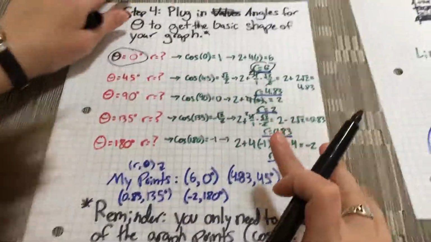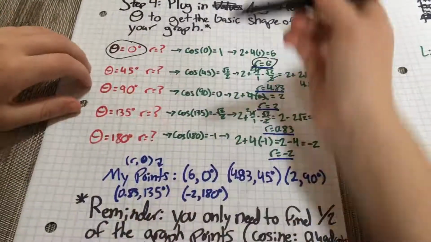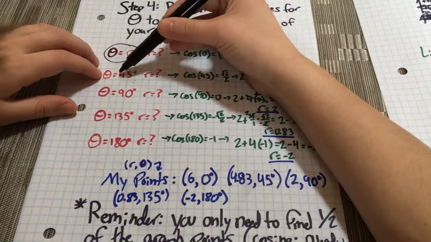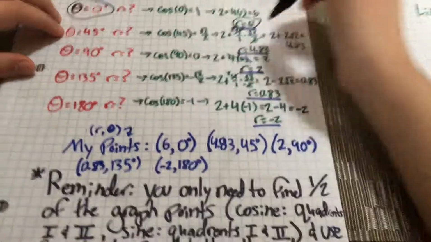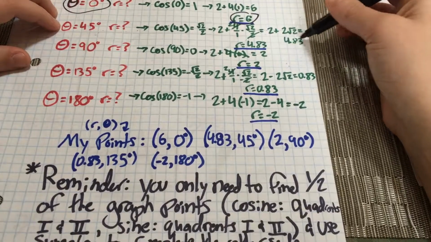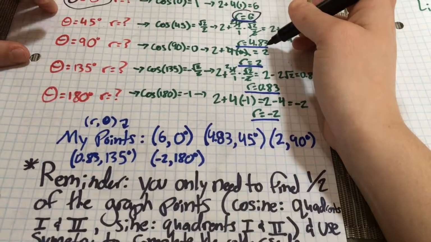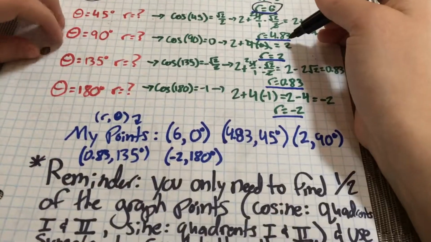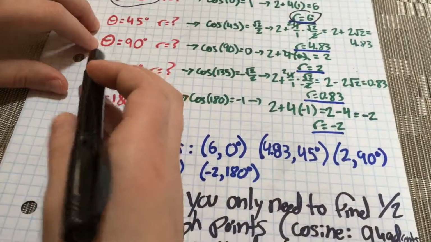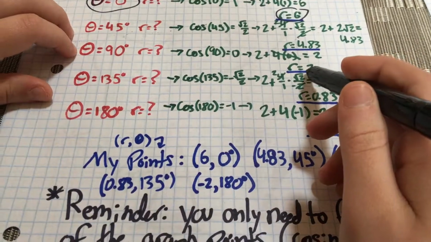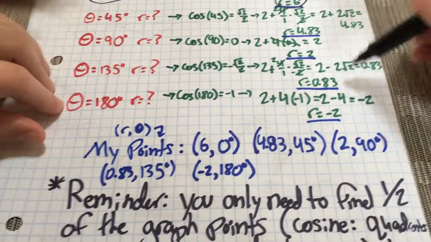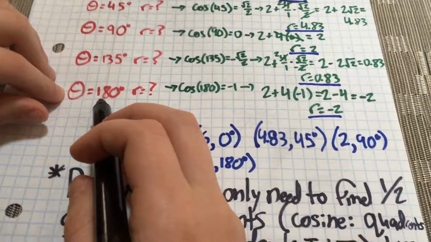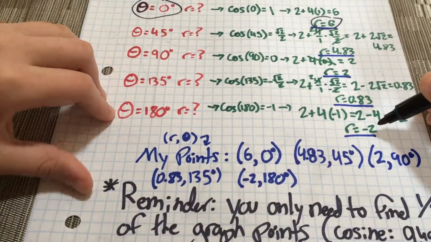Then we do the same thing with each other point that we want. So theta equals 45 degrees. Cosine of 45 is square root of 2 over 2. Plug that in, we get 4.83. So r is going to be 4.83 when theta equals 45 degrees. And then really, I'm not going to bore you with the rest of these because you get the point. When theta equals 90 degrees, r equals 2. When theta equals 135 degrees, r equals 0.83. When theta equals 180 degrees, r equals -2.